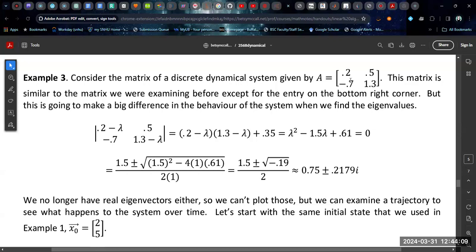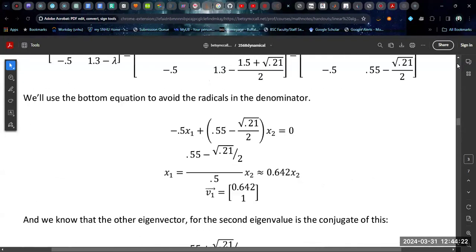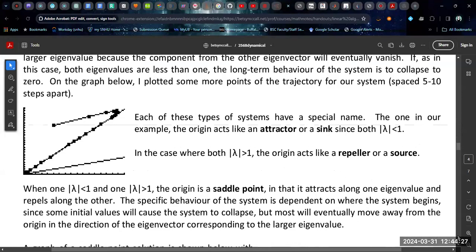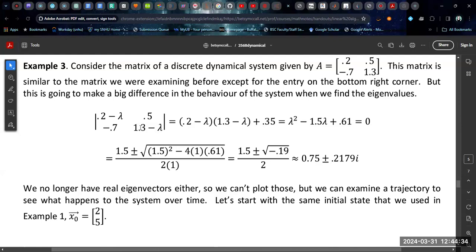In this case, we changed one of these components here from, it was -0.5, I believe, to now it's -0.7. Let me just double check. Yes, it was originally -0.5. And so we've just made that -0.7 instead. Now we're going to initially proceed the same way that we did before, of course. We're going to subtract our lambdas along the diagonal, come up with our characteristic equation, and we get this.